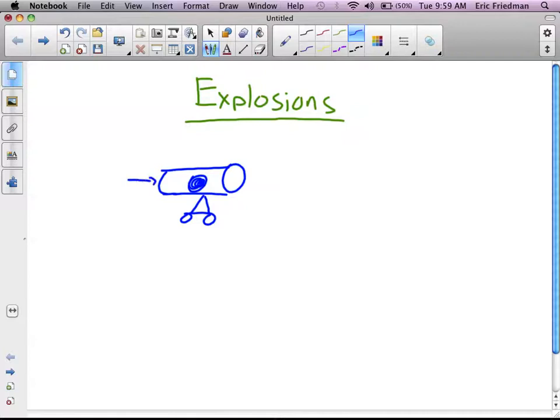Let's say the mass of the cannon, that's the whole barrel of the cannon, we'll make it easy, 100 kilograms. And let's say the mass of the cannonball is also something easy, 2 kilograms. So there's our before picture.